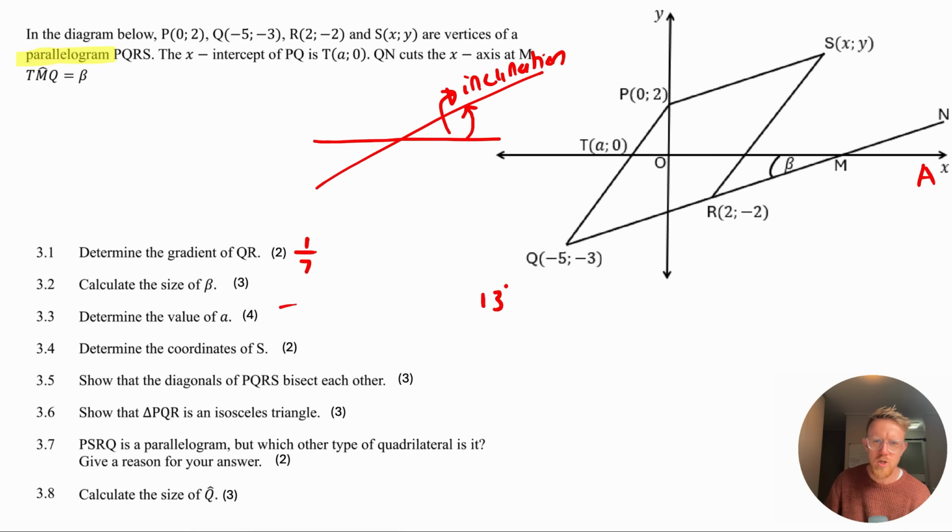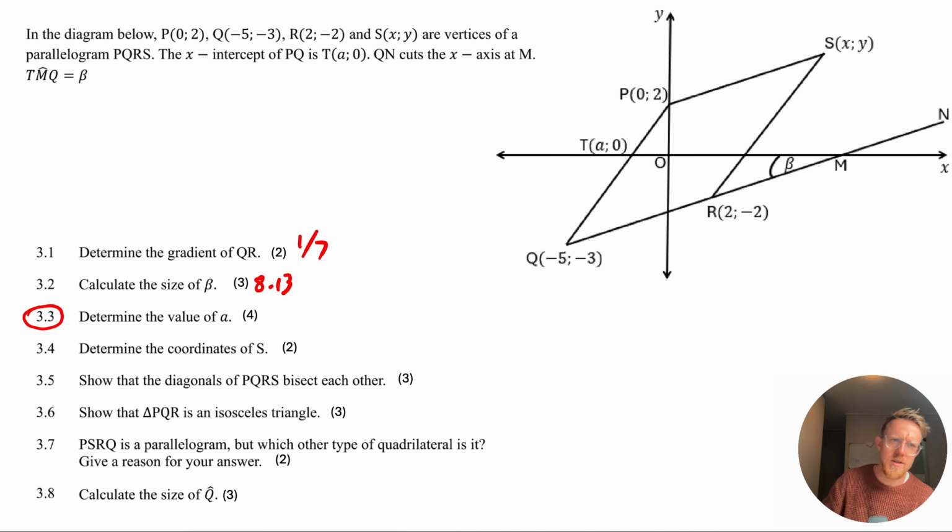Okay, so we got 8.13 degrees. So this was 1/7. And then it says determine the value of A. Where is A? A is over here. Very straightforward. We can work out the equation of this line because we have all of the information of P and Q. And then once we have the equation of that line, we can just find its x-intercept.